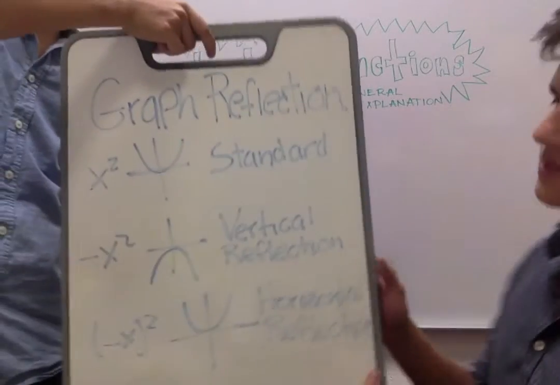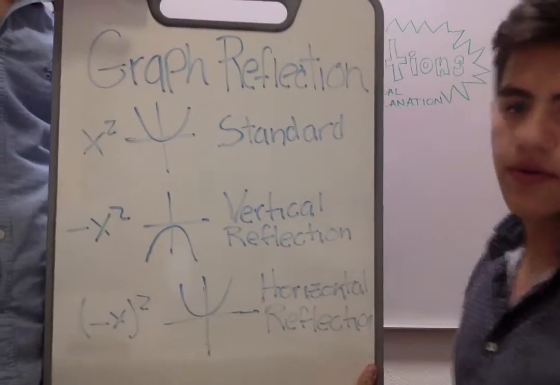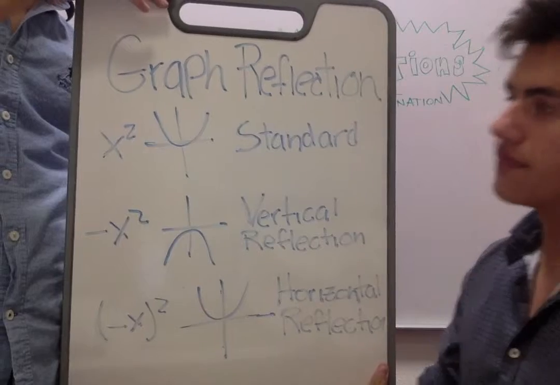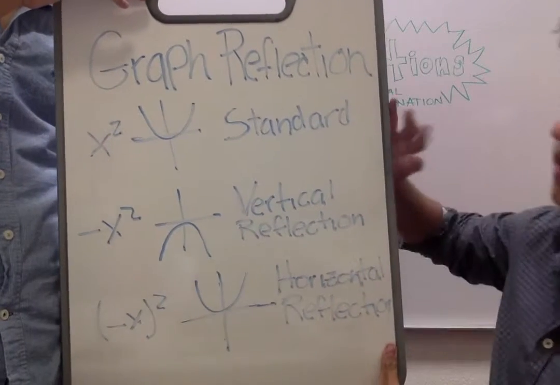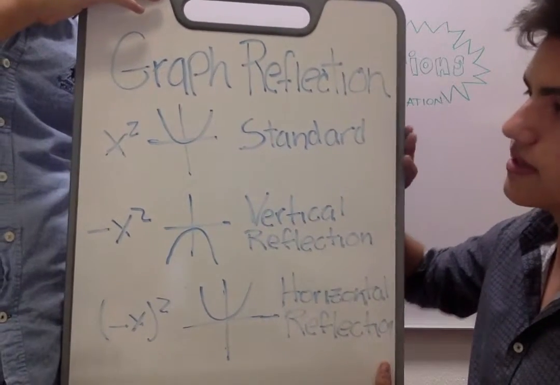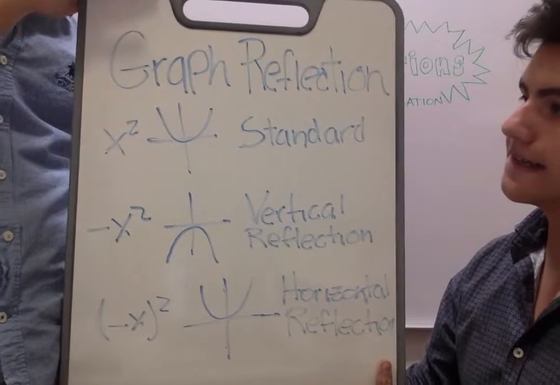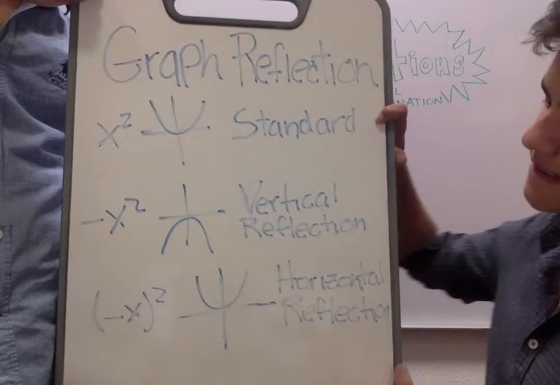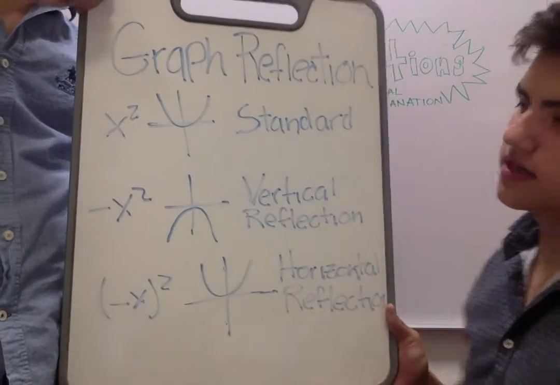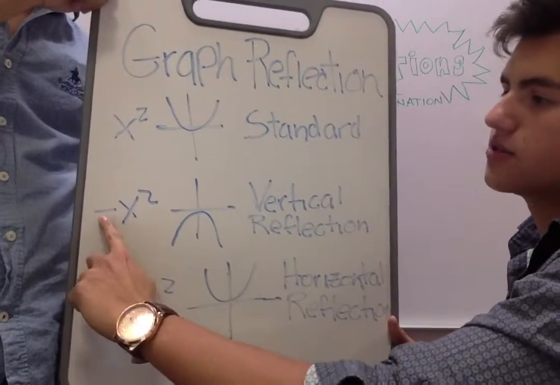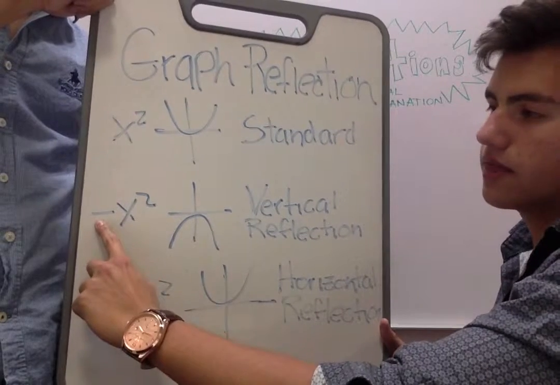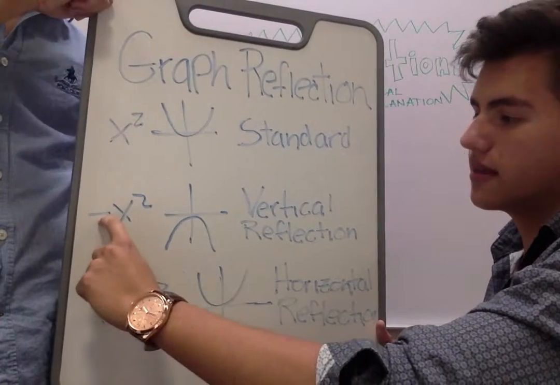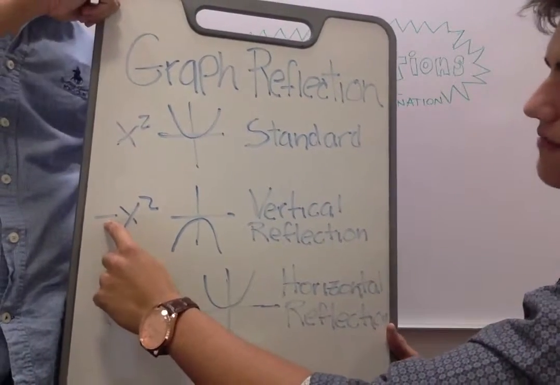Another important aspect is the mirror or the reflection of the graph. Here we have 3. The first one is the x squared. The simplest form is named standard. The other one is the minus x squared. Here we have the mirror. Here we can see that it's a mirror or reflection of the graph.